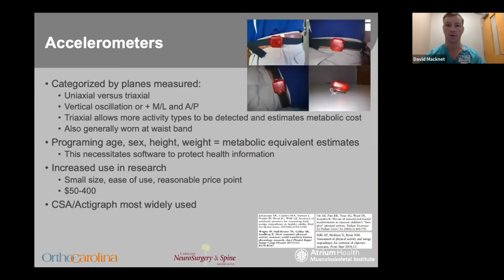Accelerometers are a step up. They measure acceleration triaxially, which allows for more types of activities to be detected and metabolic cost estimates to be generated when patient or user specific factors are input, like age, sex, height, weight. These too are generally worn on the waist or via a chest strap on the central axis. They are slightly more expensive, but have a growing use in research based on its improved data generated to cost ratio. And the CSA actigraph is the most widely used in research.